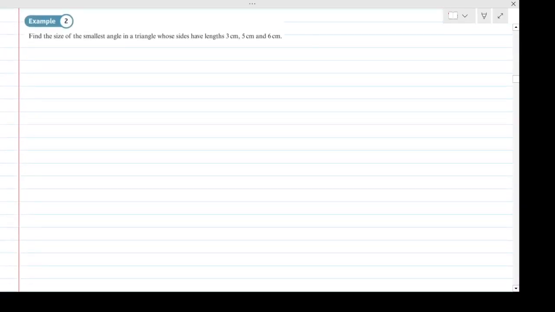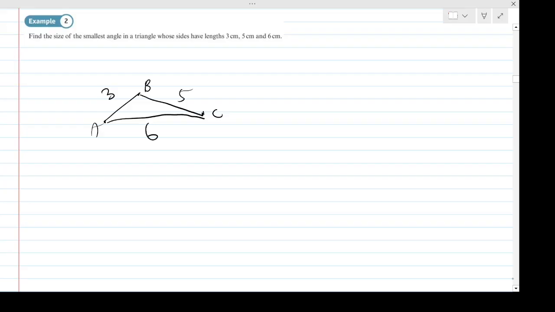Let's have a look at this example. Find the size of the smallest angle in a triangle whose sides are length 3 centimeters, 5 centimeters, and 6 centimeters. So again, let's draw a triangle. Firstly, let's say this is point A and point B. That's 3 centimeters. Then let's say B to C here is 5. Then A to C would be the other side, which is 6, okay?